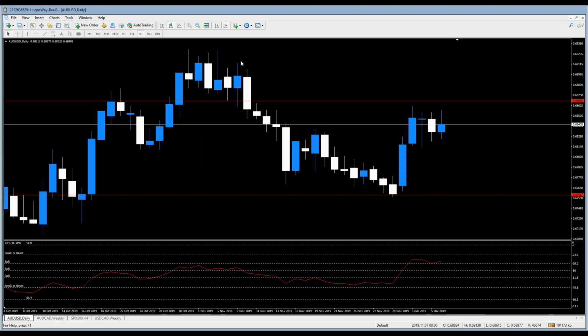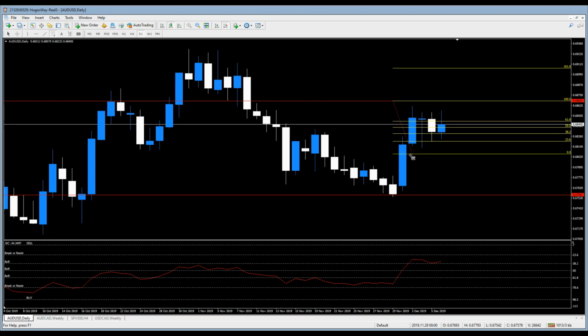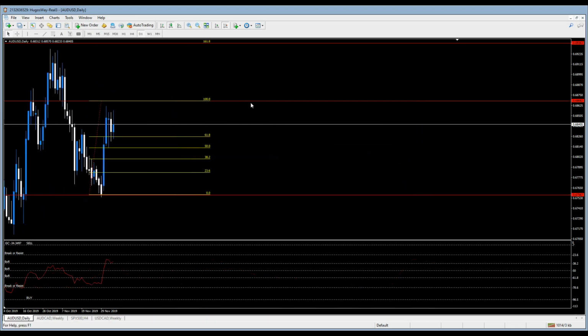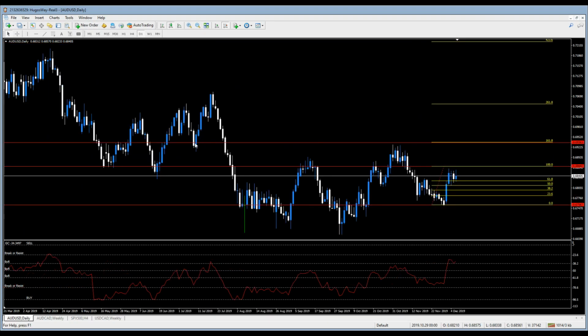What I want to do is plot a Fibonacci level, fibs from the top to the bottom, and I'm going to aim for a 161. Let's see where it takes us. We have a 161 up there. Boom. Look at that. So we're gonna have another hit up to this resistance area. I'll get rid of that.